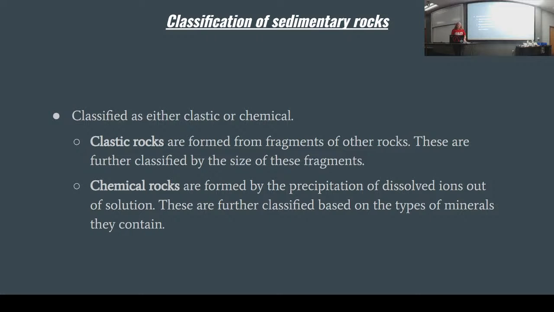All right, and then the classification, you've got the clastic and you've got chemical. So clastic are formed from fragments of other rocks. These are further classified by the size of these fragments. And then chemical rocks are formed by the precipitation of dissolved ions out of solution. These are further classified based on the types of minerals that they do contain.